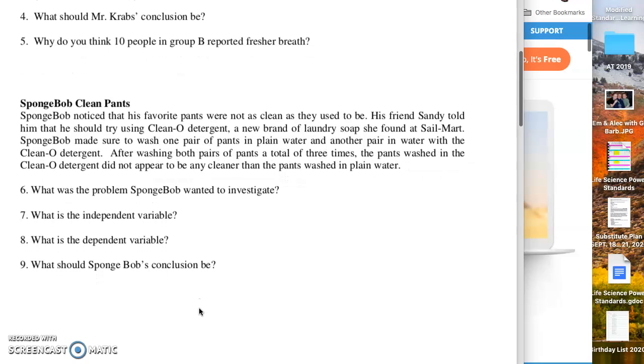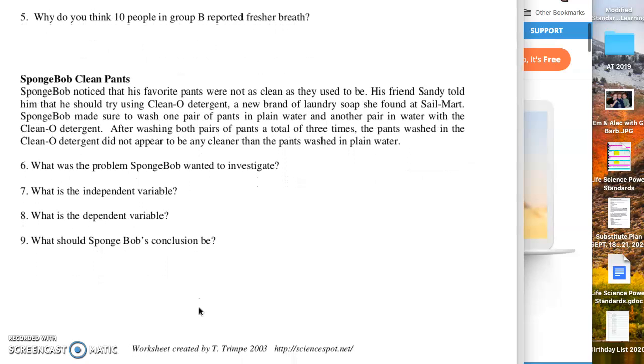The second part is SpongeBob's clean pants. He notices his pants are dirty, and Sandy, his friend, says try Cleano detergent laundry soap from Sale Mart. And so he does that. He washes one pair in plain water and another in the Cleano detergent. And after washing them 3 times, he noticed that his pants did not appear any cleaner than the pants washed in plain water. So then it goes to ask you, what was the problem that they were trying to investigate?